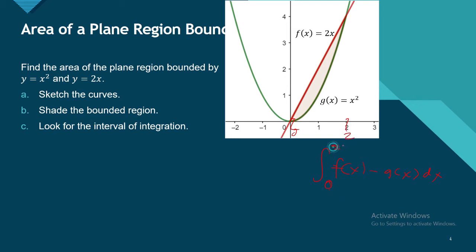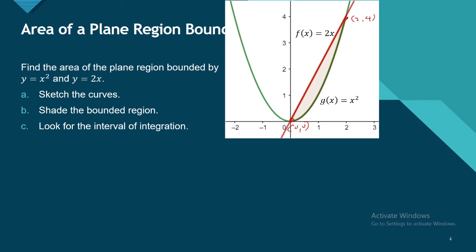This is from 0 to 2. But sometimes it's not obvious what the interval of integration is. Sometimes you have to work it out algebraically. The interval of integration are the x coordinates of the points of intersection. Look at this. That's a point of intersection, and that's another point of intersection. 2 is the x coordinate of that point, and this one is 0. The x coordinate is 0. So you can find the interval of integration, at least in this case, from the points of intersection.